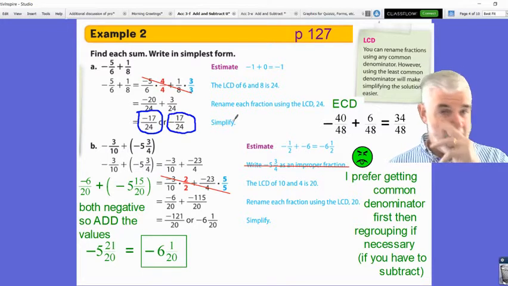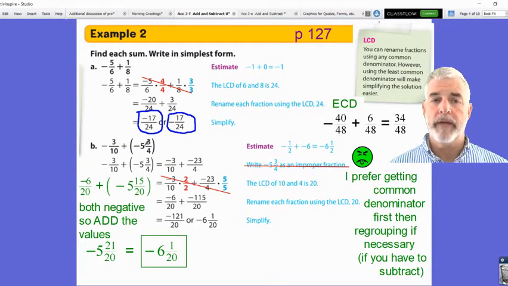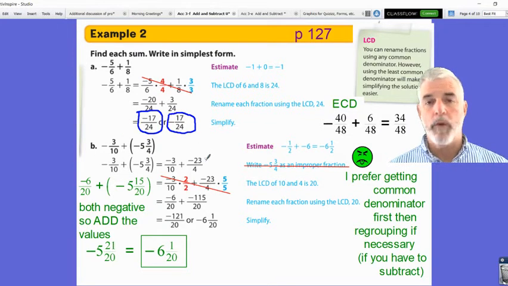Okay. All right. Now we have mixed numbers and addition. Okay. Now, subtracting mixed numbers requires regrouping. Well, it doesn't require regrouping. You could always go to an improper fraction.